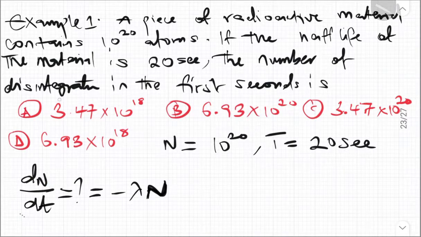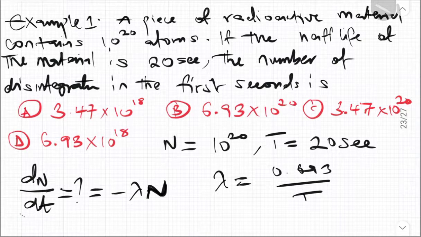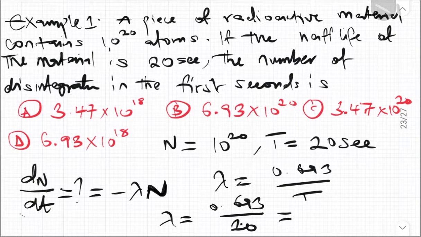Number of disintegrations in the first seconds. And we do know that lambda is going to equal to what? 0.693 over capital T. So lambda is going to equal 0.693 over what's capital T? Capital T is actually 20 seconds, and if you press the calculator, you have 0.03465. So from this we can plug in lambda, since we know n to be 10 to the 20.